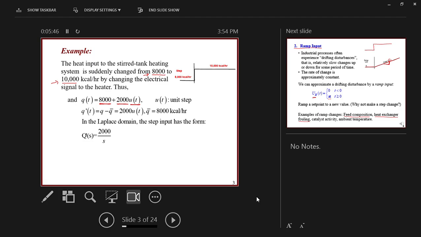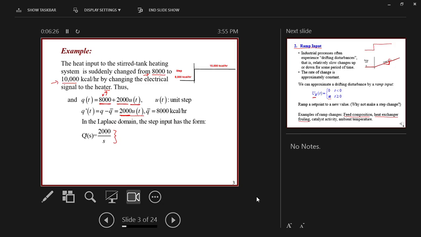Okay. Now, it is also beneficial to write the equation in perturbation form. In perturbation form, Q prime is equal to Q minus Q steady state. This is the Q steady state. So at the end, we will have 2000 times U of t. And in Laplace, since this function contains a constant, here 2000, the Laplace of the constant is simply M divided by s. So this is the Laplace representation of the step change.